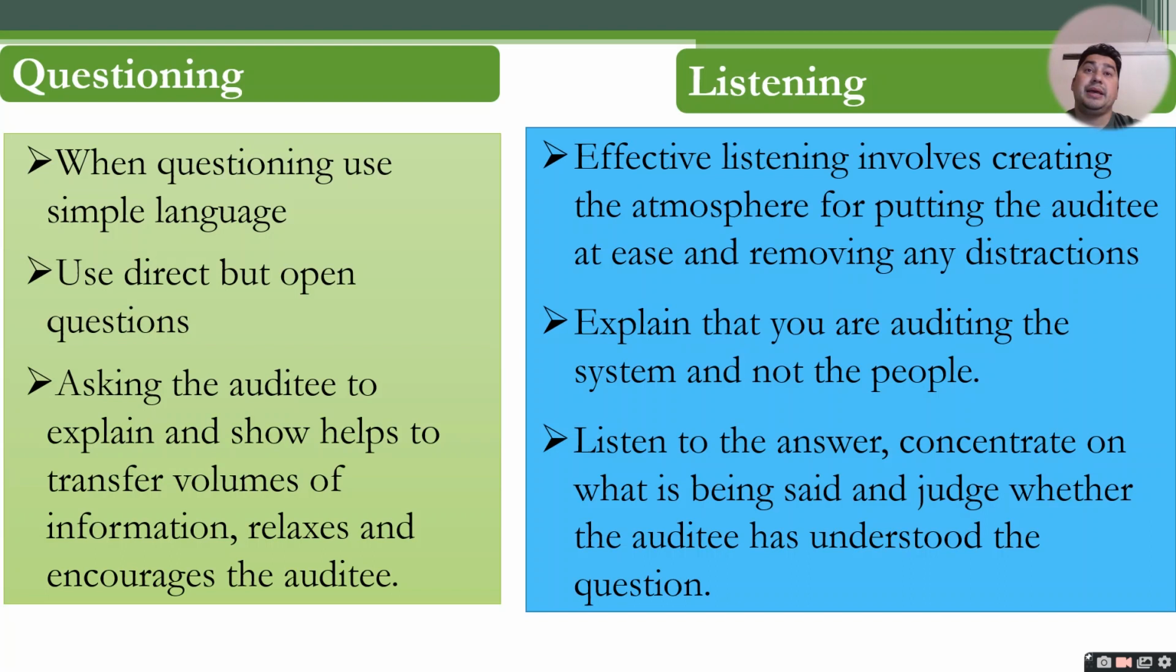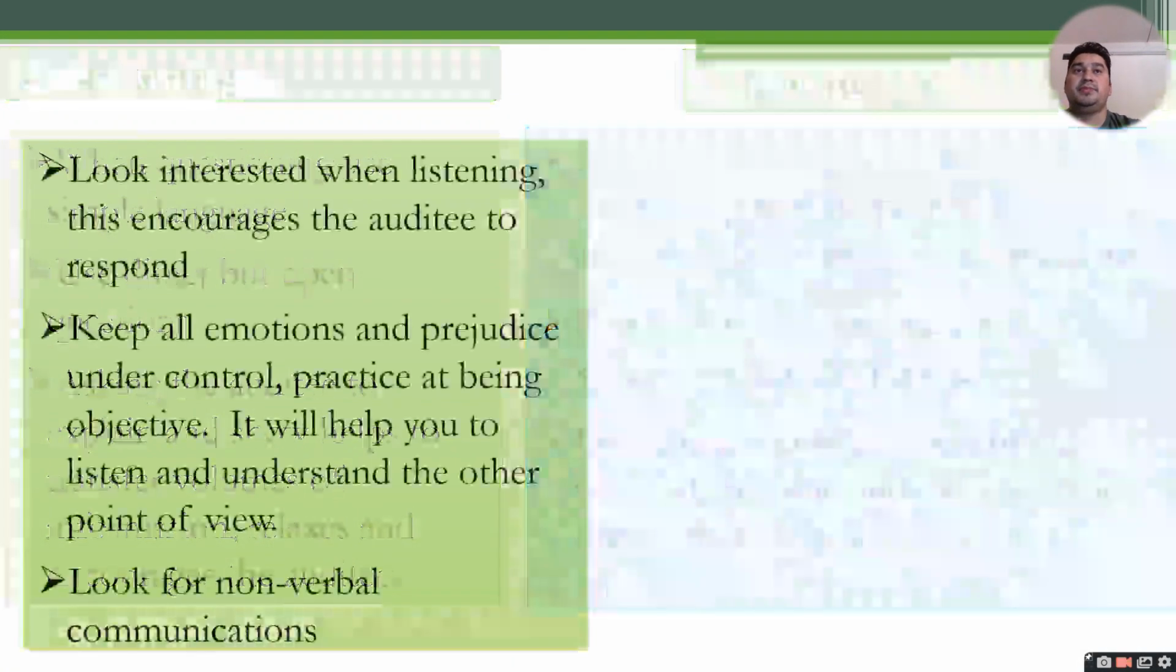After that, listening. Effective listening is very, very important and involves creating the atmosphere for putting the auditee at ease, removing any distractions, and explaining that you are auditing the system, not the people. You are not going to blame anyone. Listening to the answer, concentrate on what is being said and judge whether the auditee has understood the question.